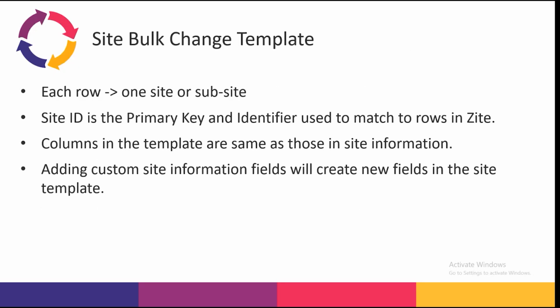So now we're just going to go through what the template looks like. Each row essentially is each site or subsite. So that's each data point which can be changed. The site ID will be the first column, but that's the primary key and the identifier used to match the rows in site. So the other columns in the template are essentially the same as those in site information. So if you add custom site information fields, as we've seen how to do before, you'll create new fields in the site template, which can then be edited or uploaded.